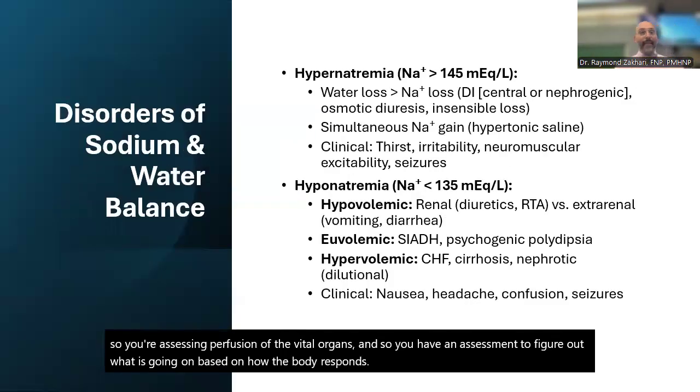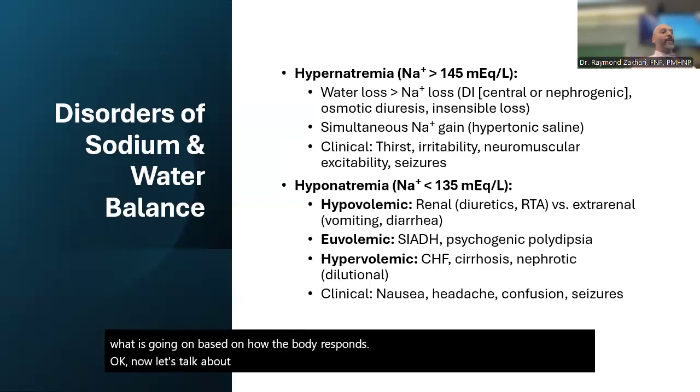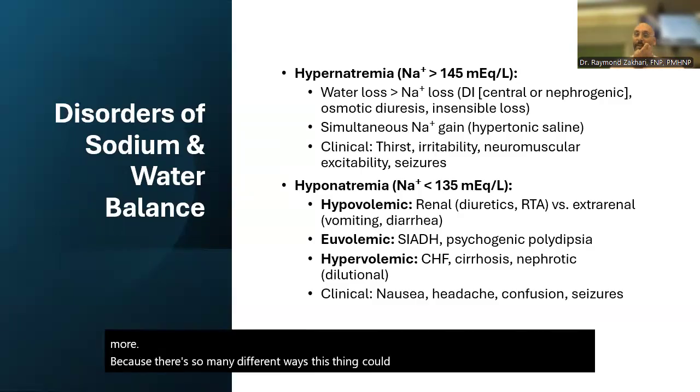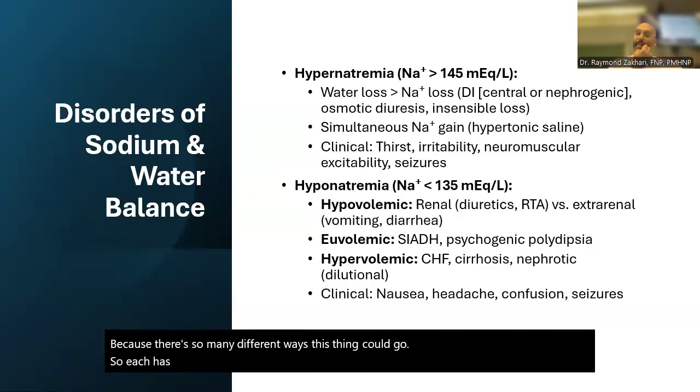Okay. Now let's talk about disorders of sodium. Hypernatremia, that's a sodium greater than 145. So there are two disorders. You can be hypernatremic or hyponatremic. I hate hyponatremia more because there are so many different ways this thing could go. Each has a distinct cause, and your assessment will help guide treatment. So let's talk first about hypernatremia.